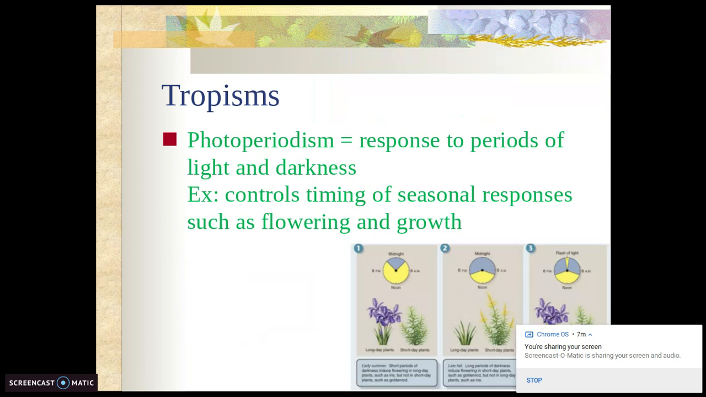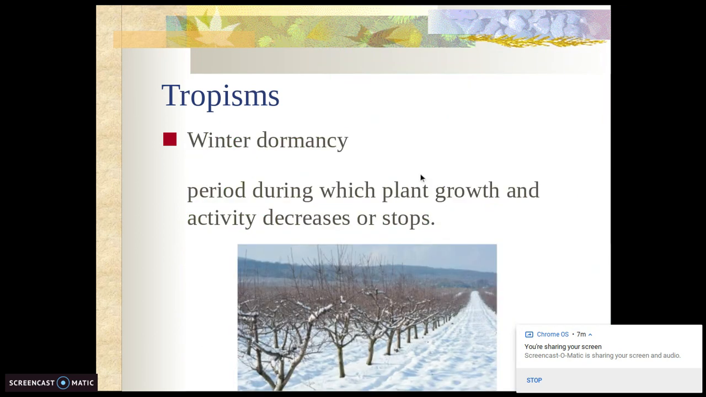Photoperiodism is a response to periods of light and darkness. For example, it controls the timing of seasonal responses, such as flowering and growth, and also temperatures when flowers start to grow, whenever it's certain temperatures outside. That's all photoperiodism. The last thing we're going to talk about is winter dormancy. This is a period during which plant growth and activity decreases or stops.